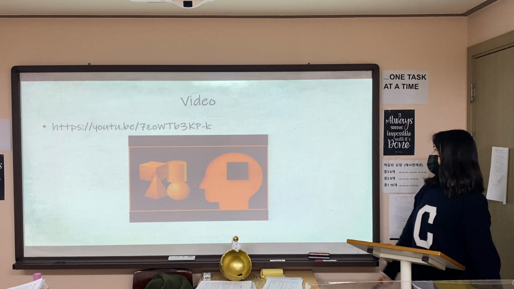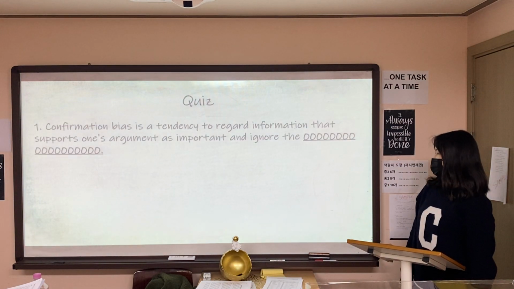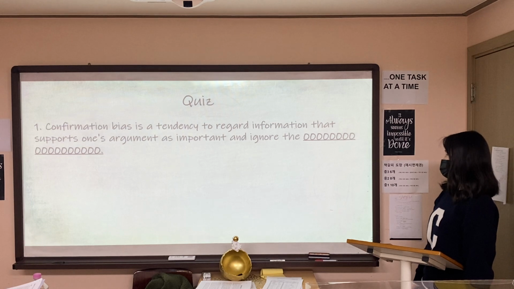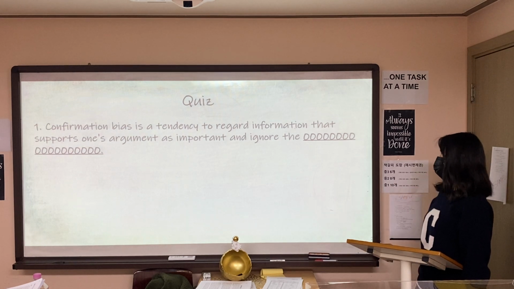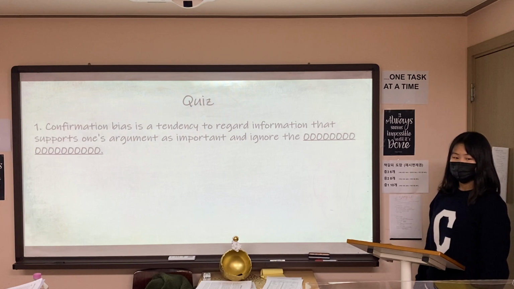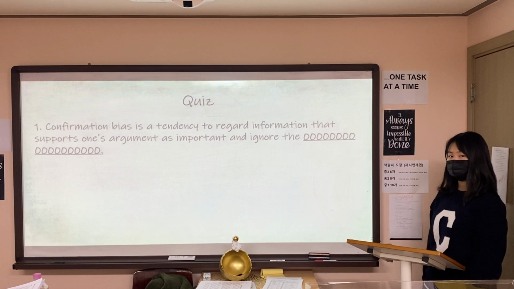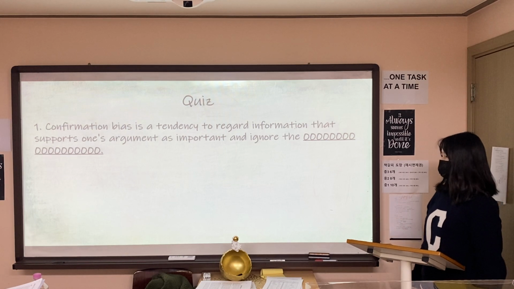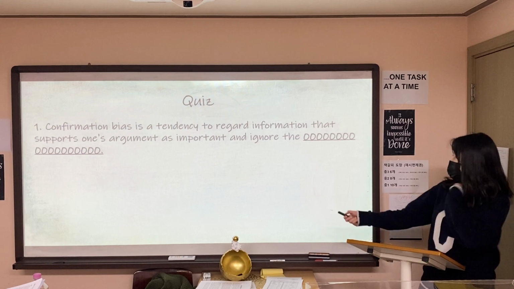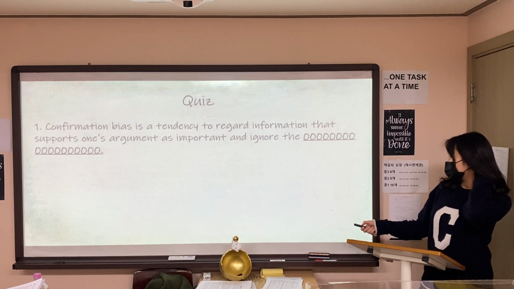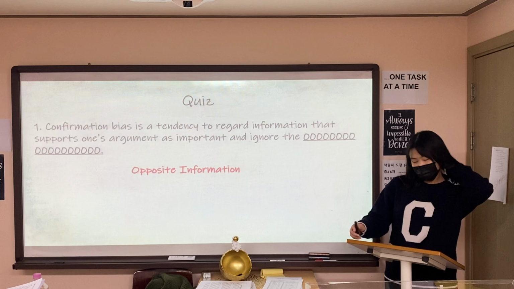Lastly, we will have a quiz. Confirmation bias is a tendency to regard information that supports one's argument as important and to ignore the opposite information.